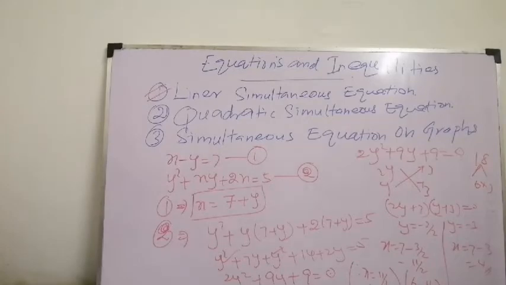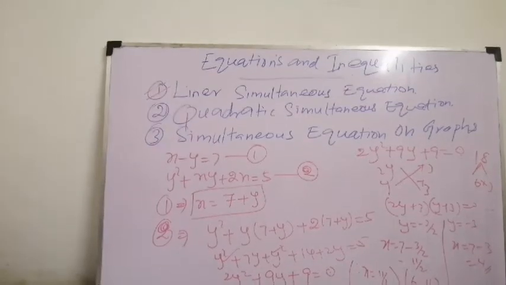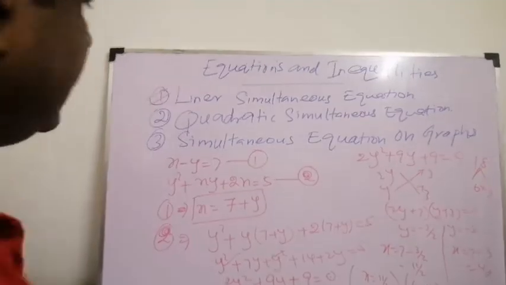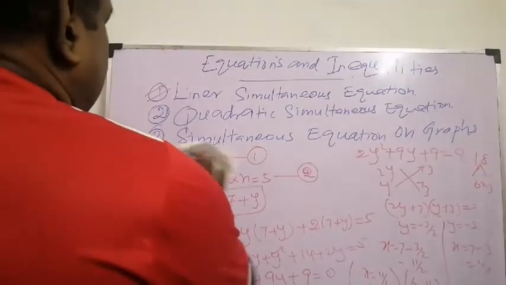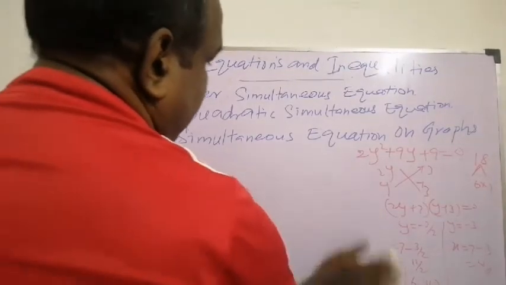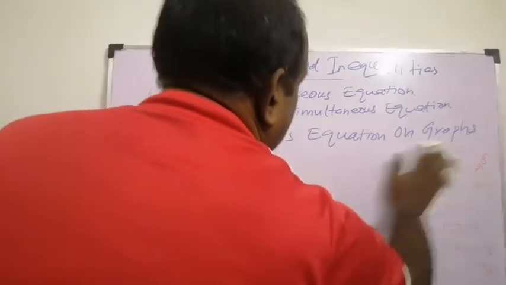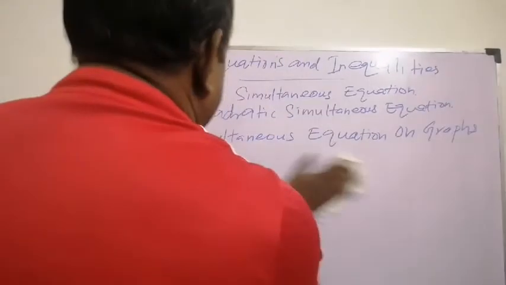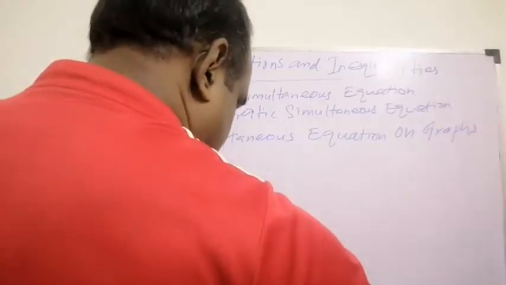Okay, so coming to the third one, simultaneous equations on a graph, how the graph will work it out. In linear equations only, the matrices method can be used; here it's a little confusing, so you can't use it. So we'll go to the third one: how the simultaneous equations can be solved the graphical way, right?